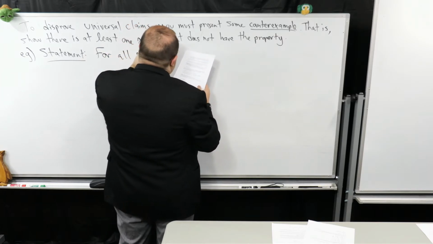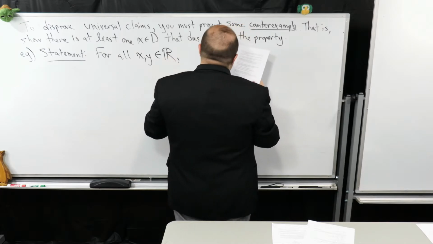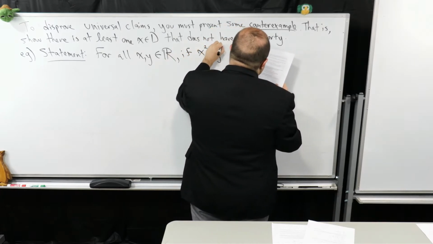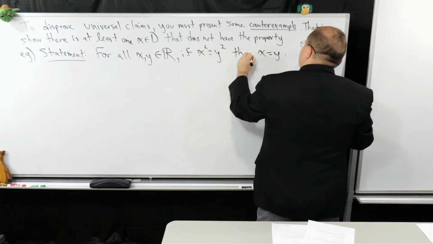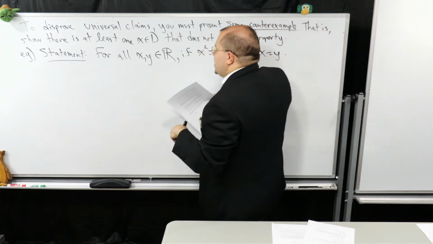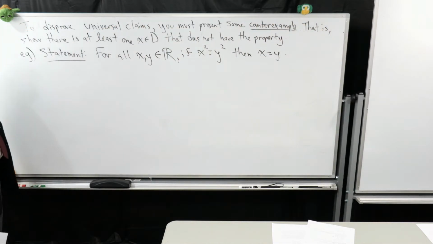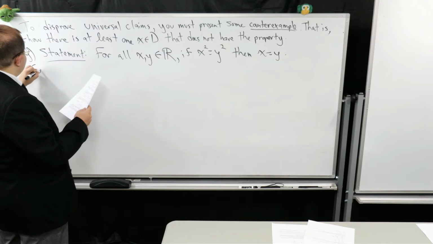So imagine I give you a claim like this: for all x, y that are real numbers, if x squared is equal to y squared, then x is equal to y. So suppose I give you this claim here. Now, I can think about how I would prove it, but I can see that there's a problem with this. So what I'm going to do is present a counterexample.